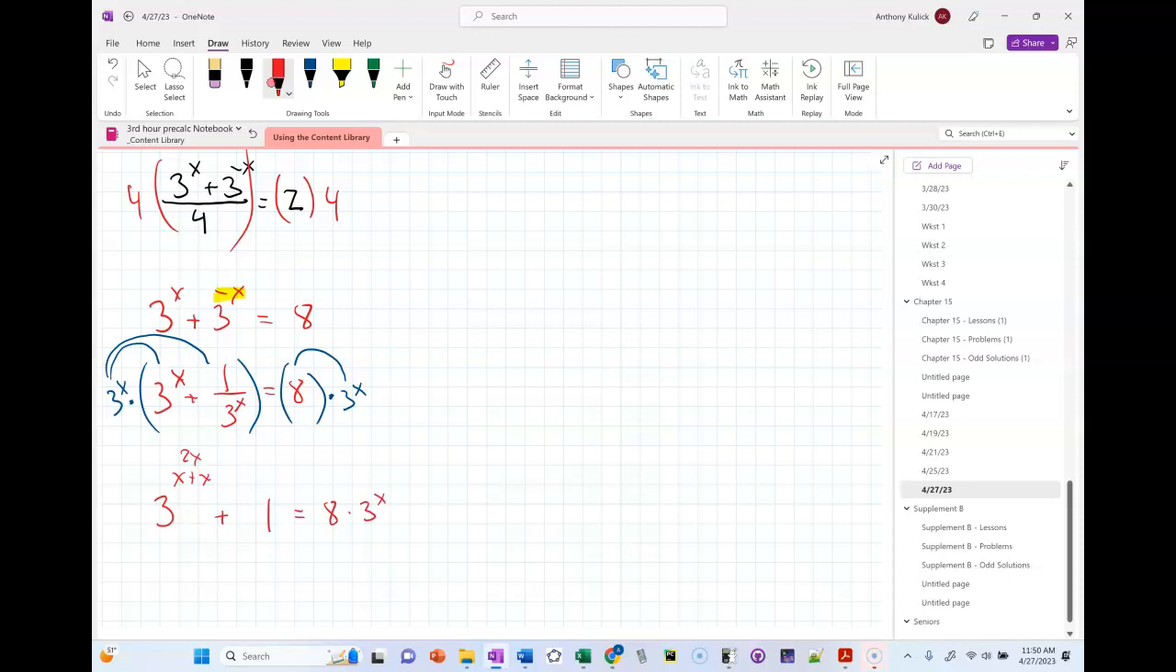You can't multiply them together because they have different bases and different exponents, right? If the bases were the same, we could add their exponents, like we did to the 3 to the x times 3 to the x. Or if the exponents were the same, we could multiply the bases together and keep the exponent the same. So 3 to the x times 3 to the x, you could have also written as 9 to the x. It would have been okay to do it that way.